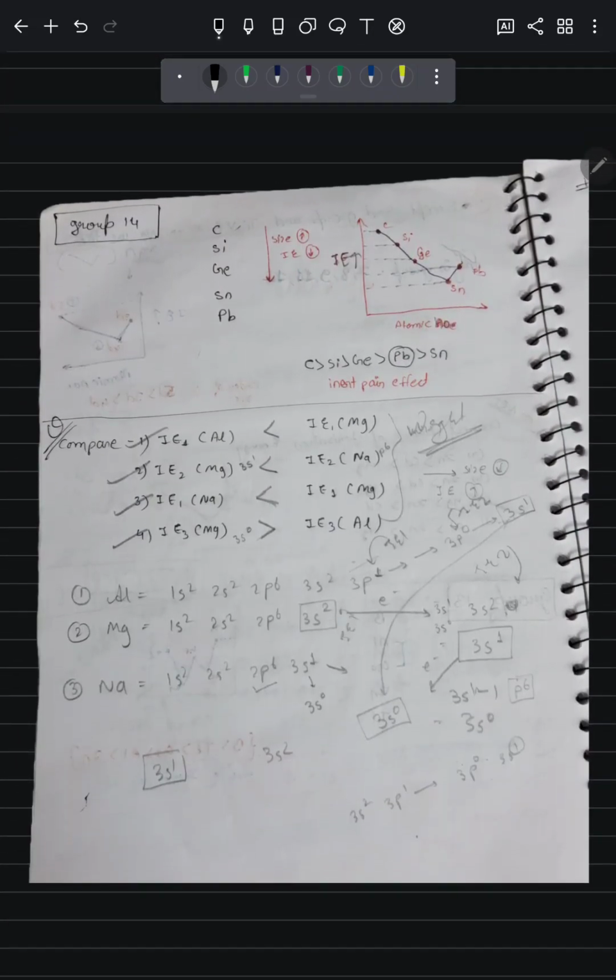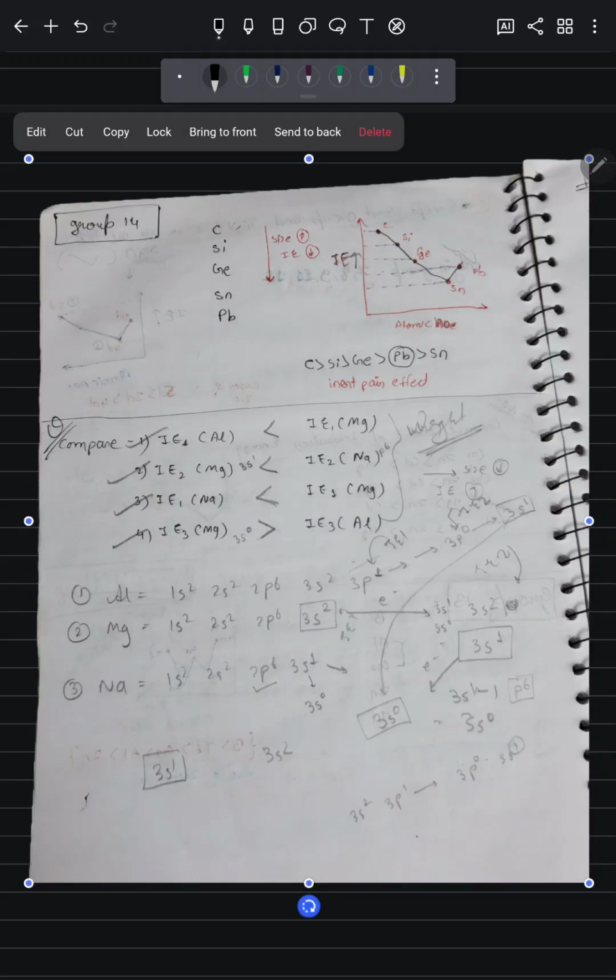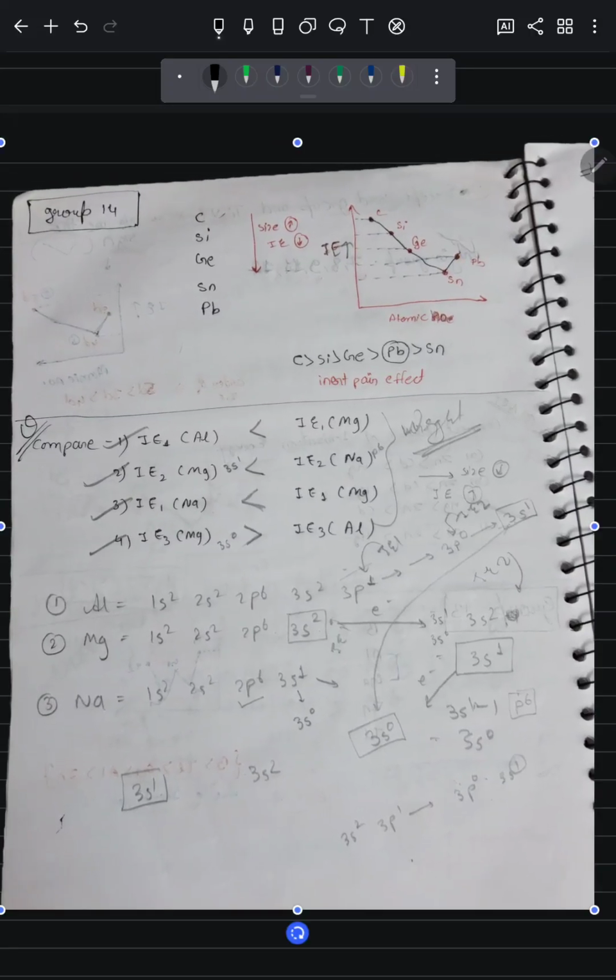Now let's go to group 14. So for group 14, the carbon family, we know that down the group the size is increasing. So ionization energy has to decrease, but due to the inert pair effect, the same Pb and Sn will change position, and this type of graph can be seen here. So this is the order of ionization energy.